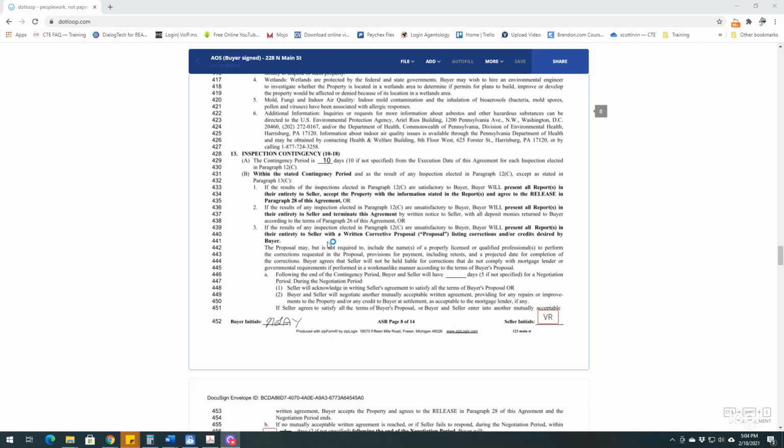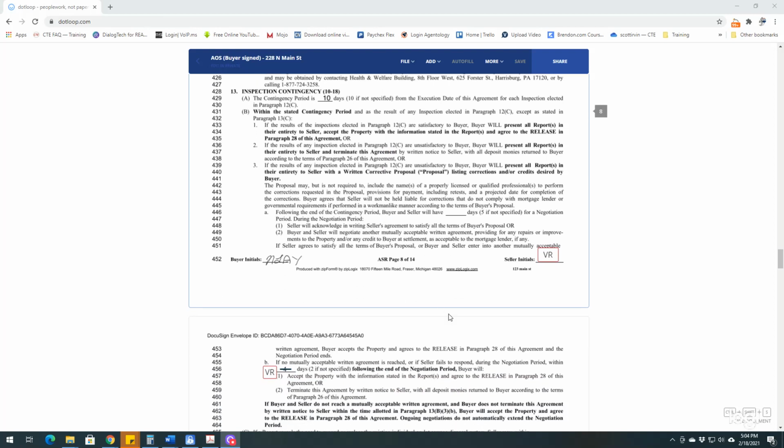And then at the end of that 10-day period, there's a 5-day negotiating period. That 5-day negotiating period would be between the buyer and the seller to come up with any resolutions if the buyer is asking for any credit or repairs. If they cannot come to a resolution, normally the buyer has 2 days to terminate or accept the property as is.